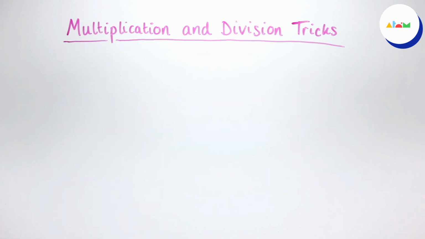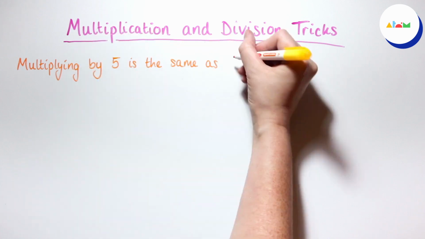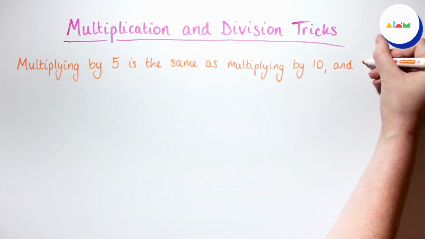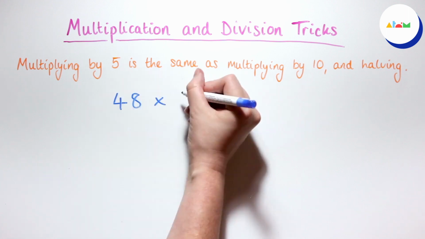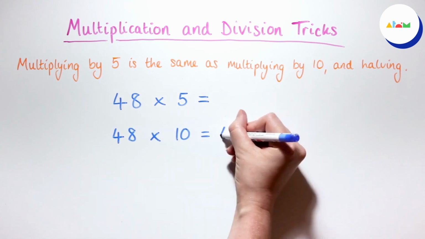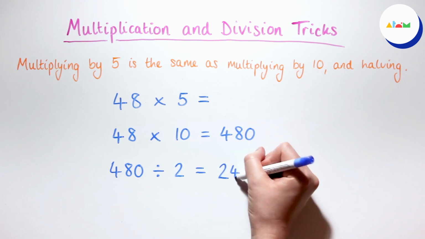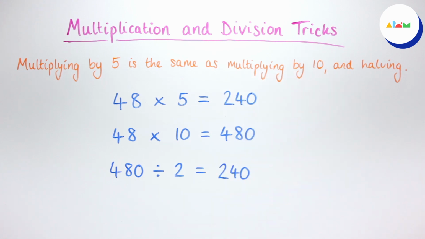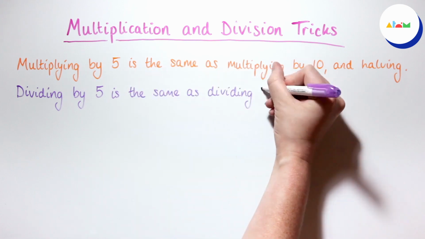Our last trick is multiplying by 5. If we know how to multiply by 10, then we can multiply by 5 by multiplying by 10 and halving the answer. For example, to multiply 48 by 5, we start by multiplying 48 by 10, which is 480. Then we halve 480.